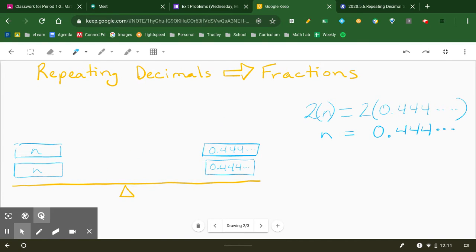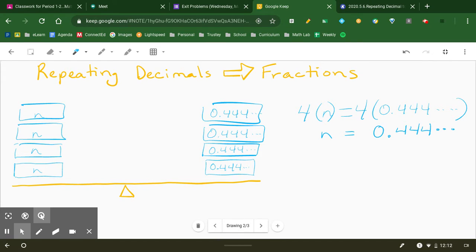So we can say that 2 sets of n, or 2n, is equal to 2 sets of 0.4 repeated. I guess you could call that 0.888, so on, so on, so on. Likewise, we could say that 3 n's are equivalent to 3 sets of 0.4 repeated, keeping it fair and balanced. Or 4 n's are equal to 4 sets of 0.4 repeated. Or 5 n's are equal to 5 sets of 0.4 repeated, and so on and so on.